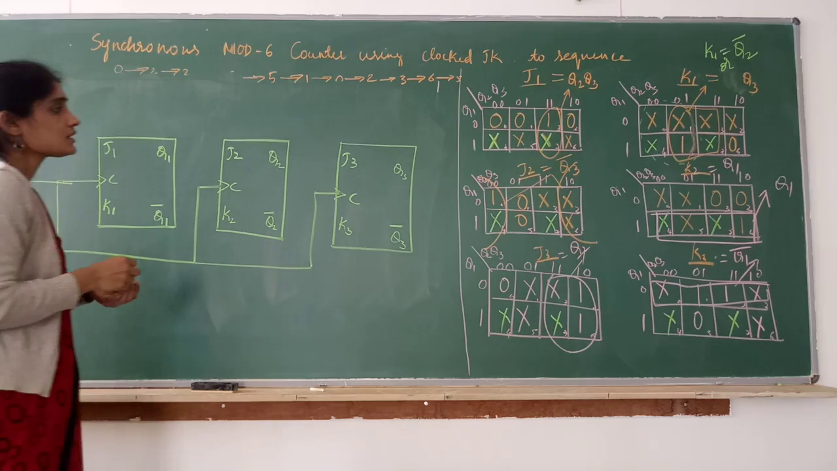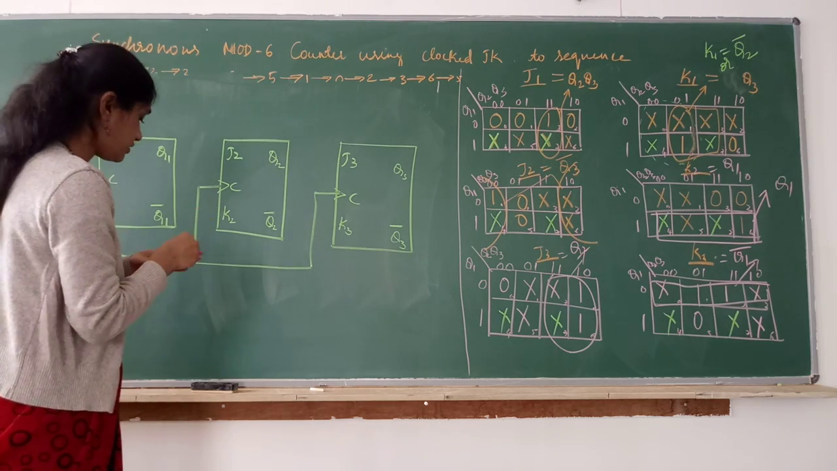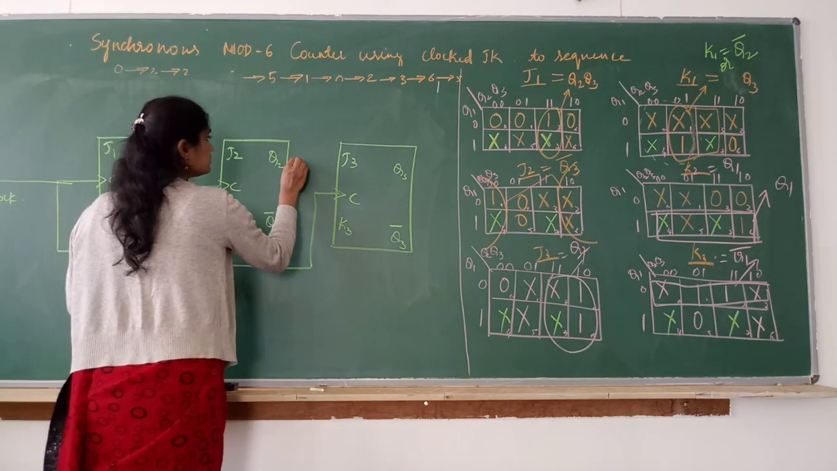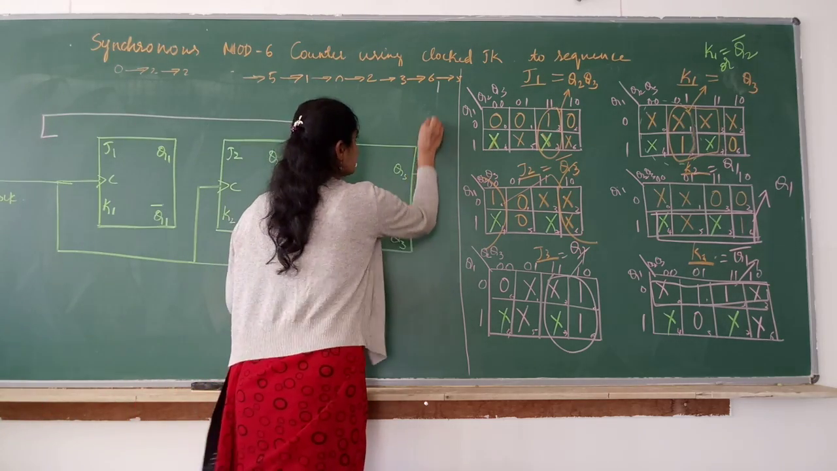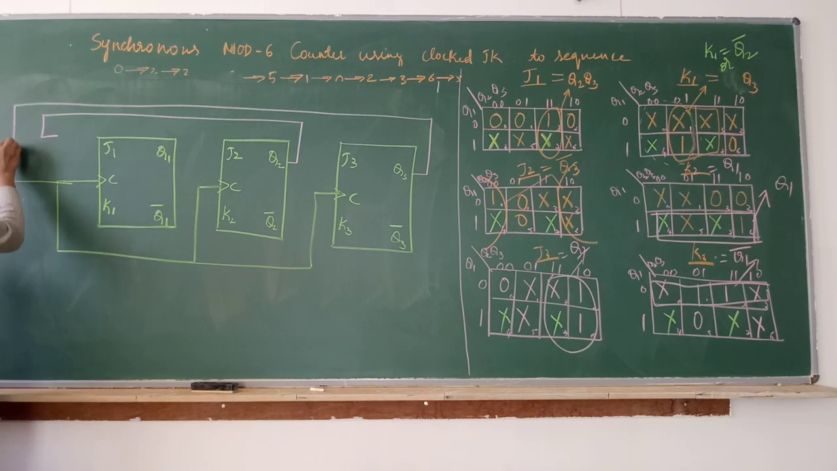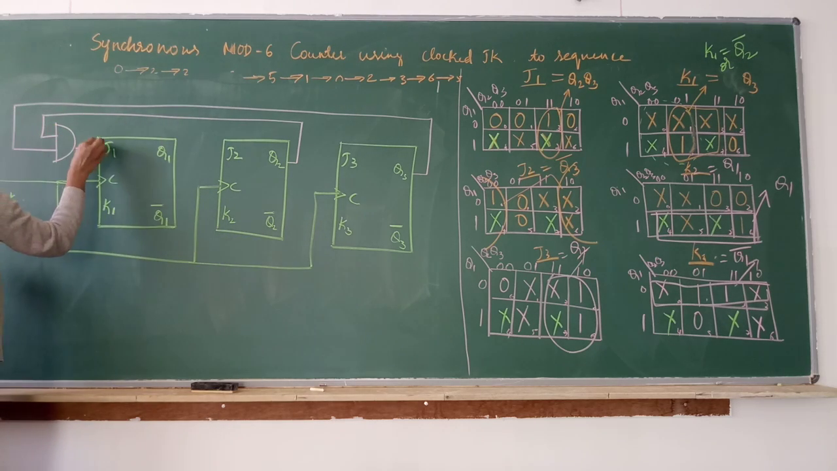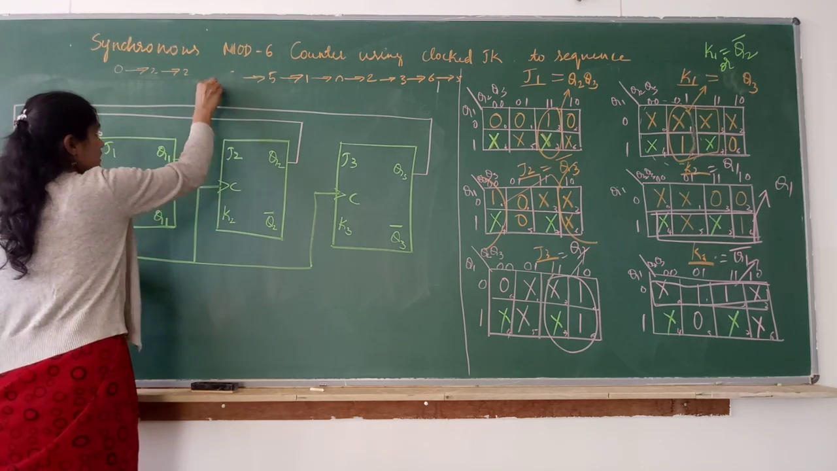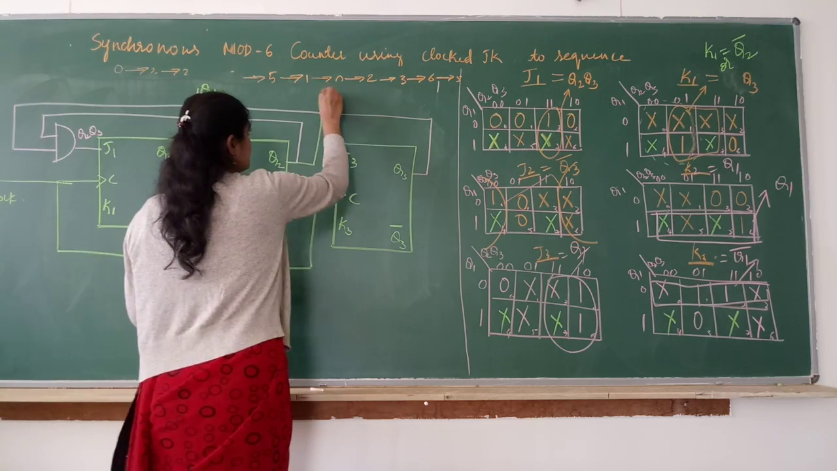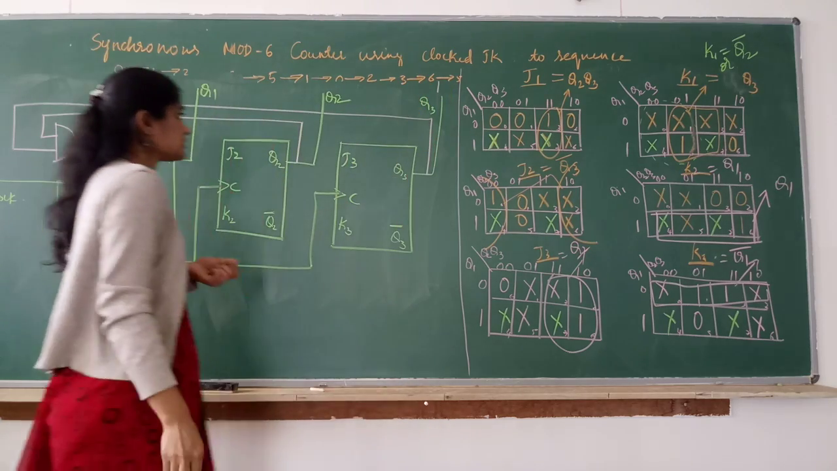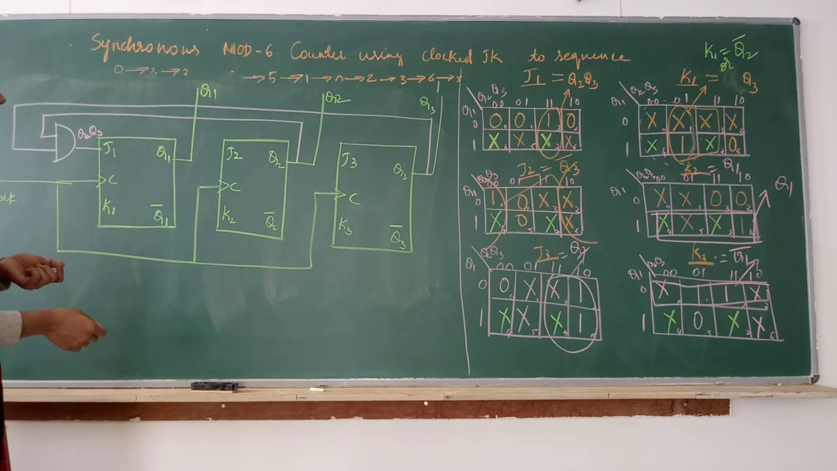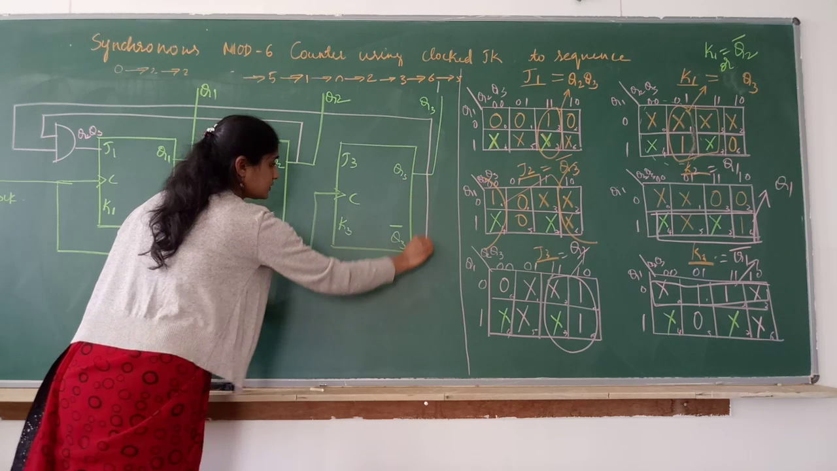Fine? Yes? So now, what is J1? Q2, Q3. Give this to an AND gate. So this will be J1. And before that, let us take the outputs. So this is Q1, this is Q2, and this is Q3. Okay, outputs. Okay, what is K1? K1 is Q3. Where is Q3? This is Q3.